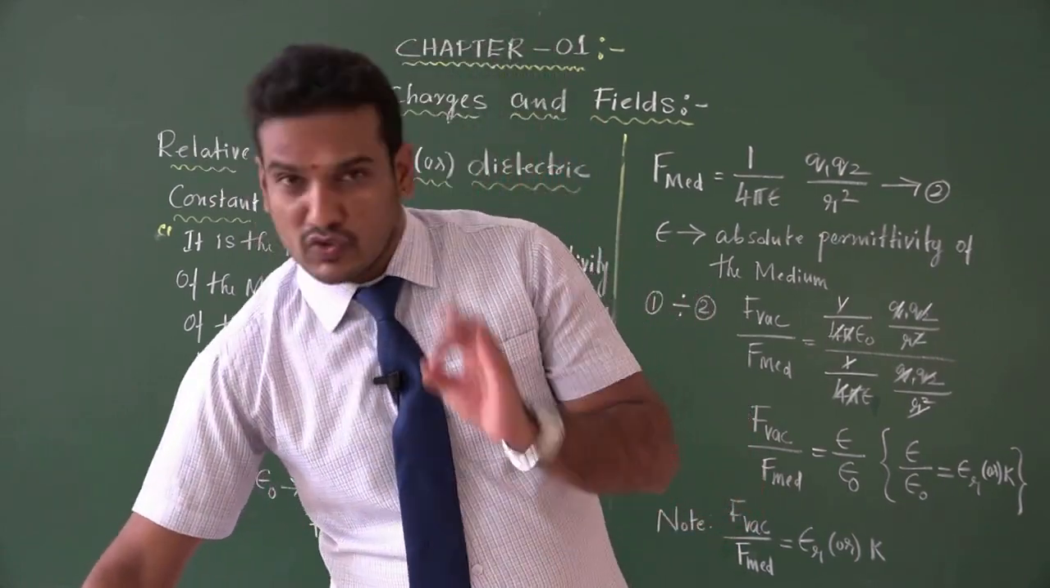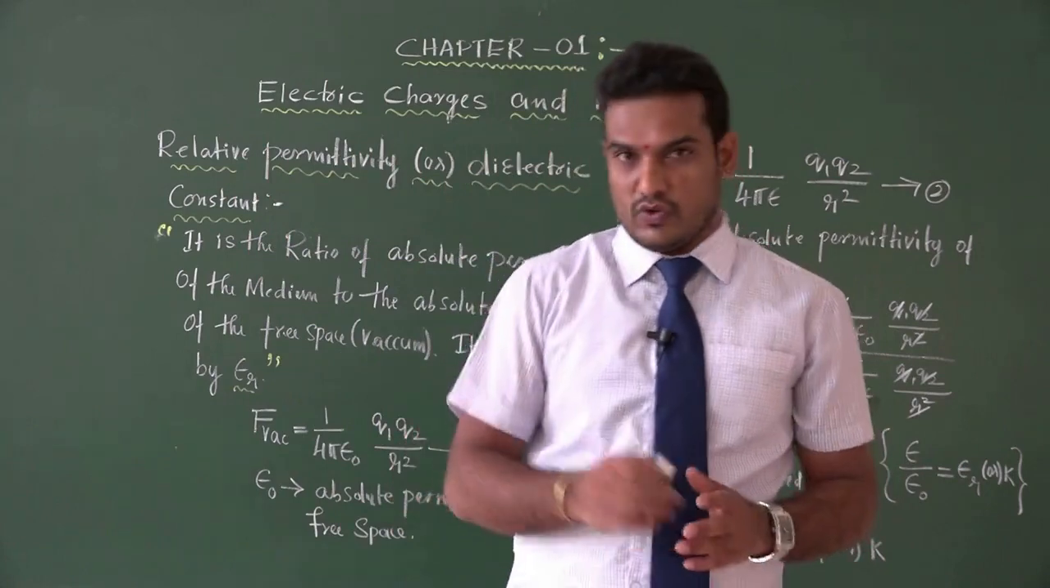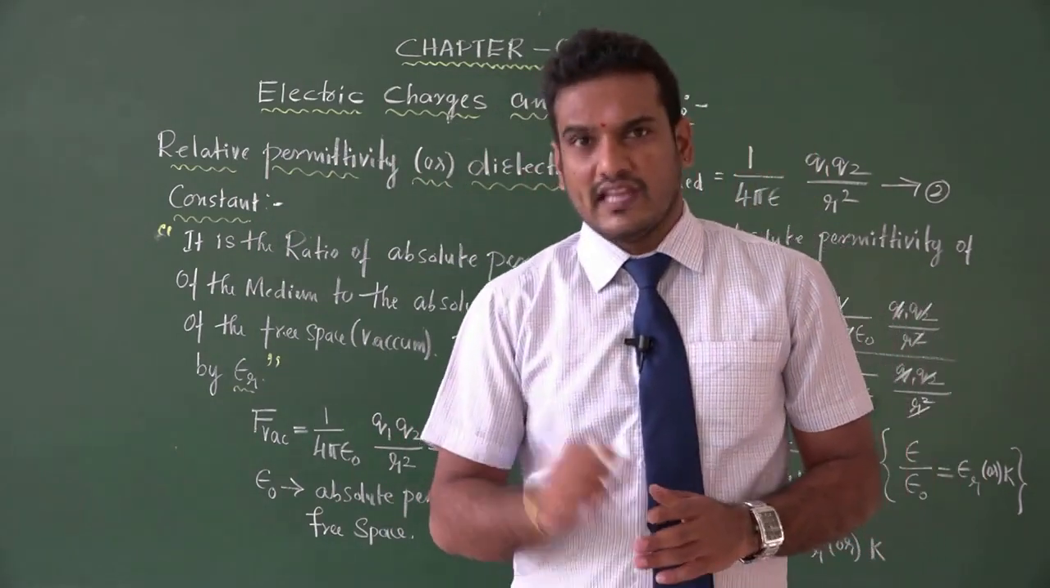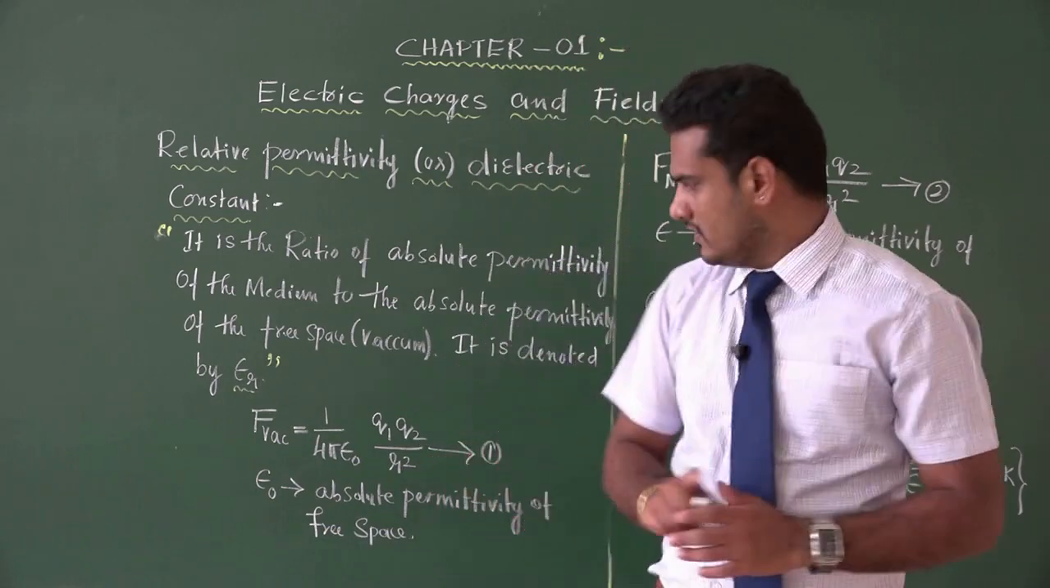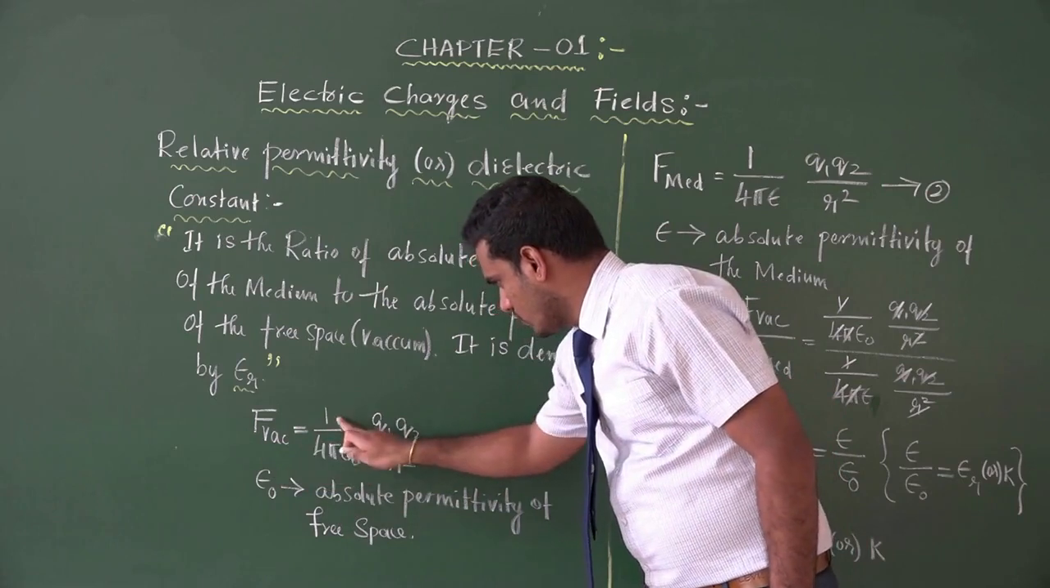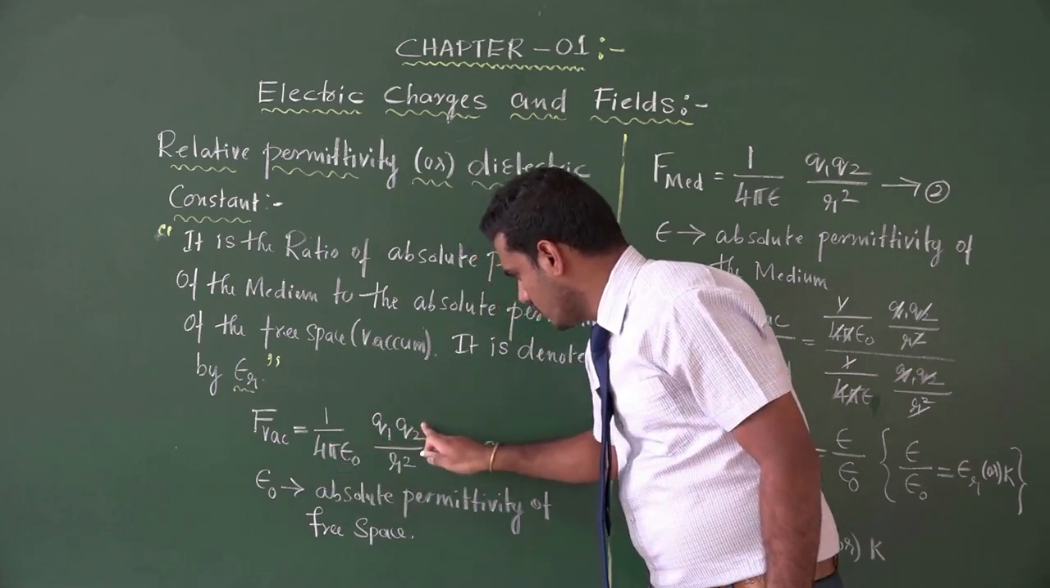Now I consider two point charges Q1 and Q2 placed in free space or vacuum. Then the force between them according to Coulomb's law is given by F vacuum is equal to 1 over 4 pi epsilon naught Q1 Q2 divided by R square.